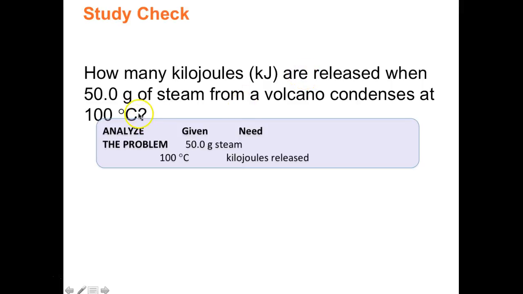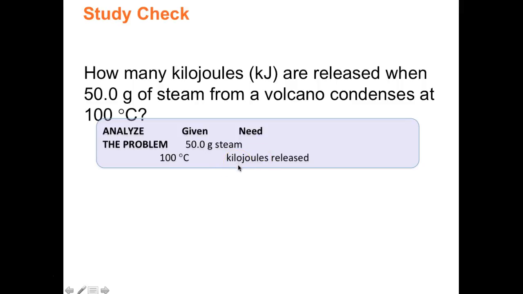All right. So you've been given 50 grams of steam. You've been given the temperature. It's occurring at 100 degrees centigrade. And you've been asked to find out the kilojoules released.